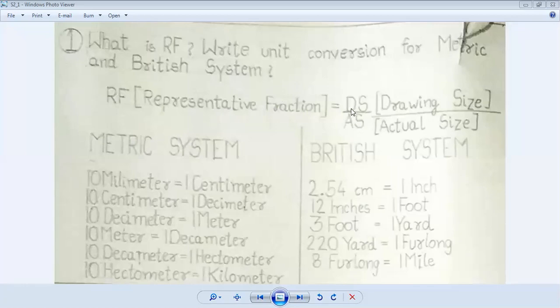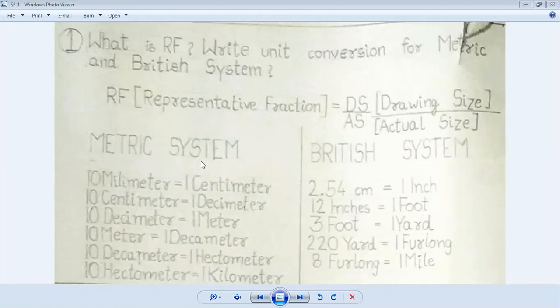Now, as you are told, you need to write the unit conversion between British and metric systems. Right now, it is not mentioned which unit you should convert, because every unit system has units such as weight, density, pressure, etc. But we are dealing in drawing, engineering drawing. So it is length only.